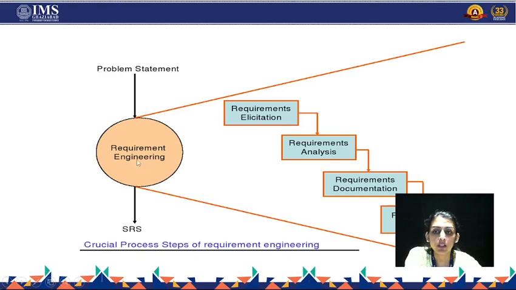Now, what does requirement engineering consist of? In requirement engineering, we take a problem statement, and the final output we get is the SRS, the software requirement specification document. So what are the steps required in requirement engineering? The first step is requirement elicitation. That means we have to gather all the requirements of the customer. Requirement elicitation means to bring forward. So we are bringing forward each and every requirement of the customer by various methods.